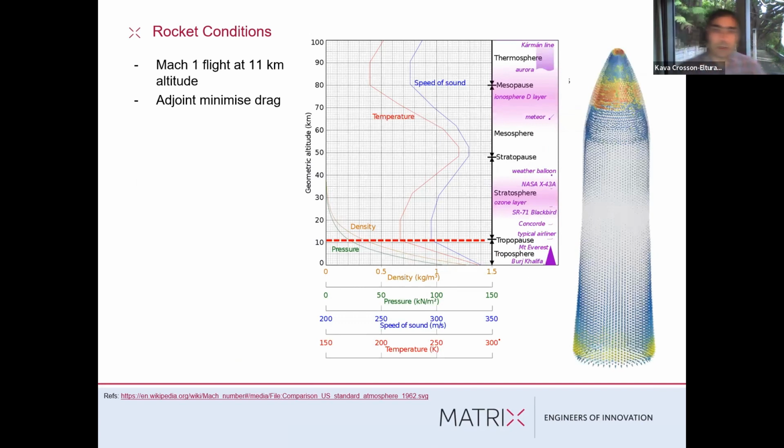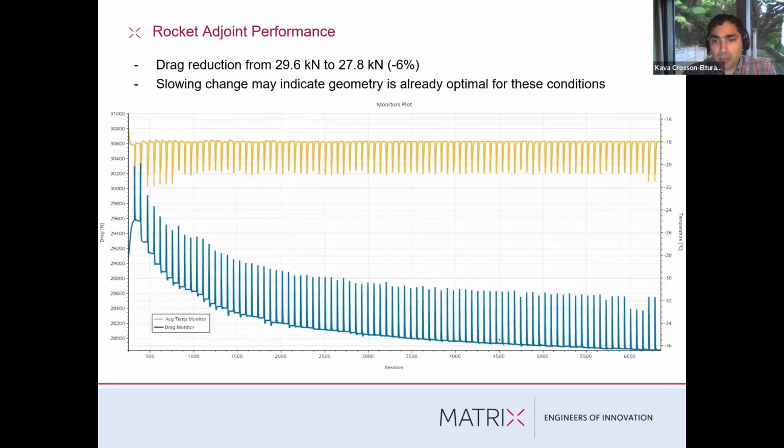Conditions: Mach 1 flight at 11 kilometers, so right at the tropopause boundary roughly. And again, just adjoint minimizing drag. I kept it pretty simple in these examples. Again, I have other examples about maximizing lift over drag and stuff, but I found this to be more relevant and interesting today. So what are we gonna do? We're gonna minimize drag.